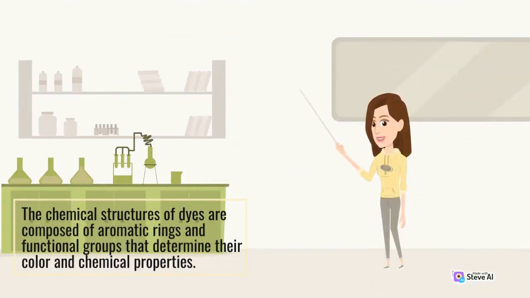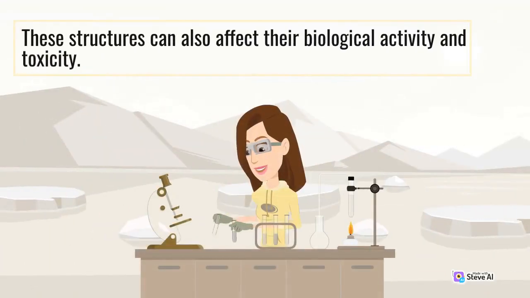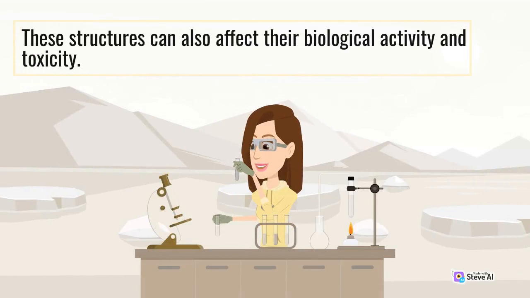The chemical structures of dyes are composed of aromatic rings and functional groups that determine their color and chemical properties. These structures can also affect their biological activity and toxicity.